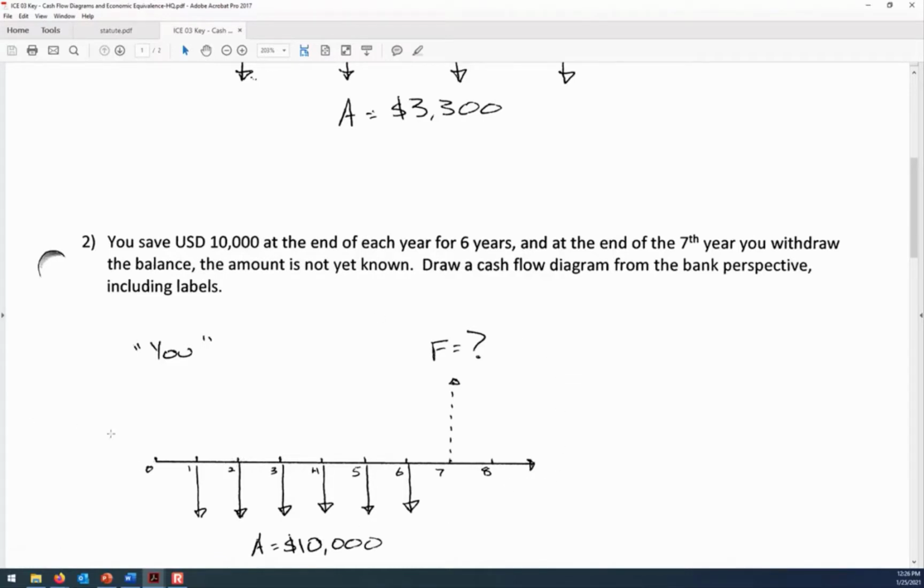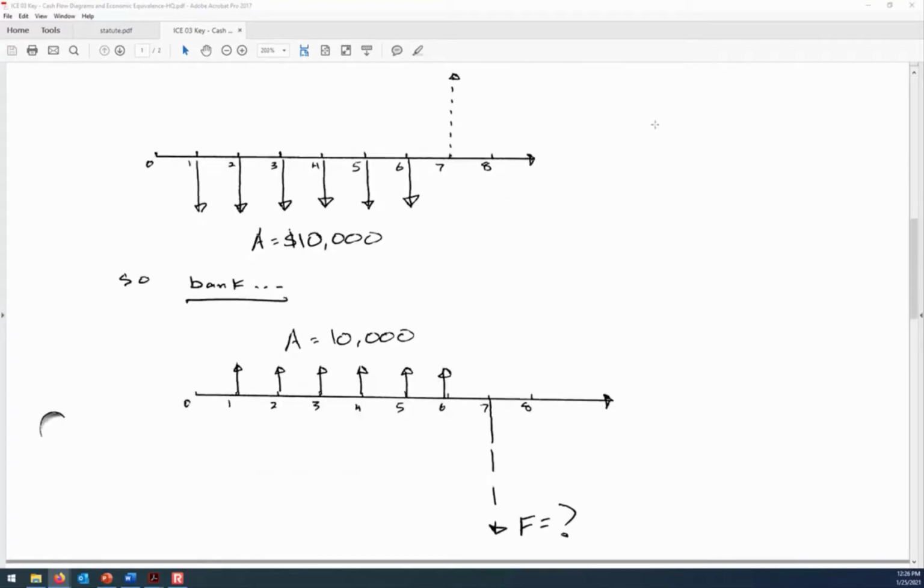All right, so any questions about this first diagram where we're taking a look at what is the cash flow situation from our perspective? Okay, so from the bank's perspective, what's happening to them? Well, they get $10,000 every year for 6 years, and then they have to pay out a lump sum. So it's going to look like the mirror image of from our perspective. The bank's perspective is they have 6 inflows, each of which is $10,000. Then they pay out a lump sum at the end of the 7th year, amount unknown.